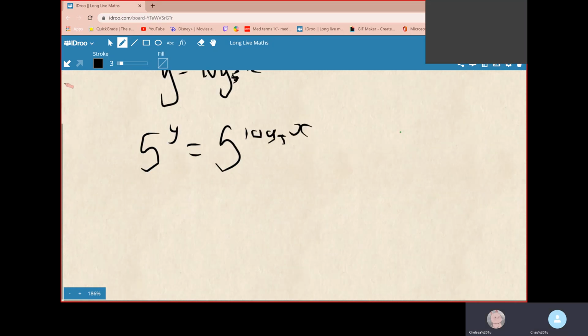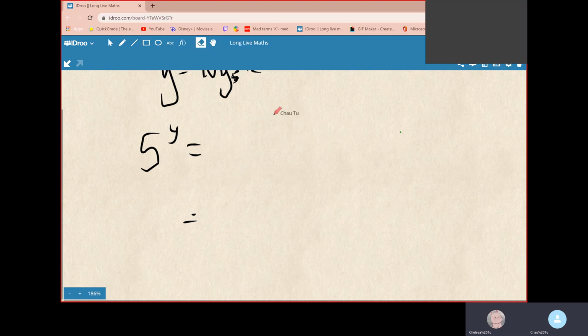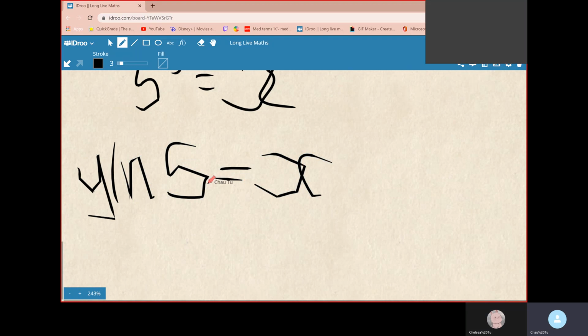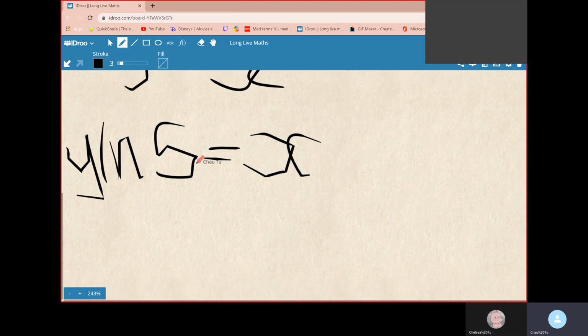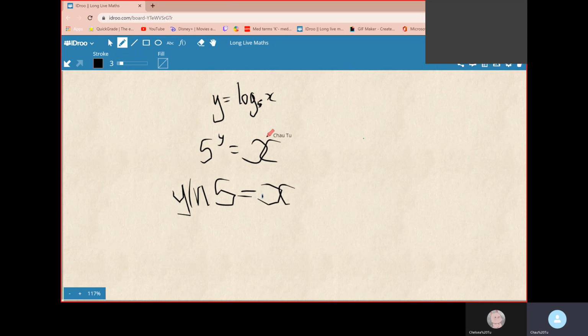But Chelsea, remember that thing I told you, that they cancel each other out? So don't bother with it. Just write x, because you know the base is 5, and then y, and then 5. So what are you doing to both sides, Chelsea? I'm logging them now. So why didn't you log the right-hand side? Here, I'll write it properly.